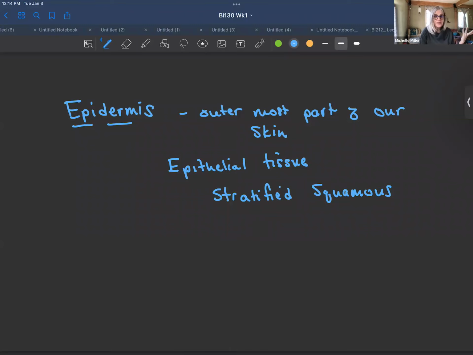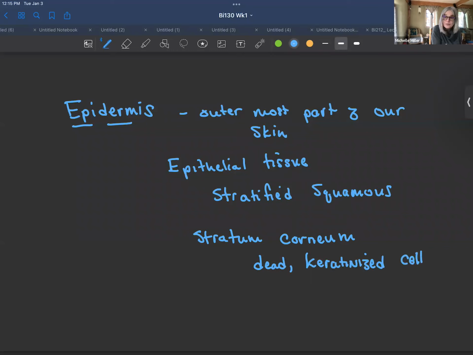When we look at the stratified squamous, we have two parts. We actually have more parts than you need to know, but the two parts that you need to know is the outermost part, which is referred to as the stratum corneum. This actually consists of dead, keratinized cells.